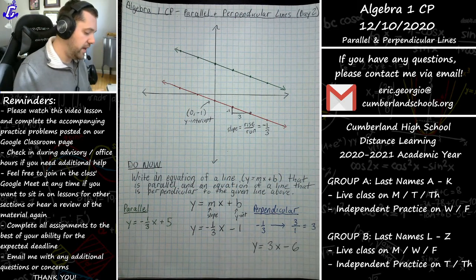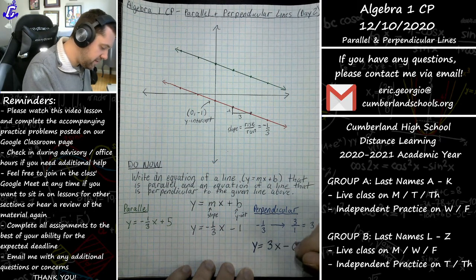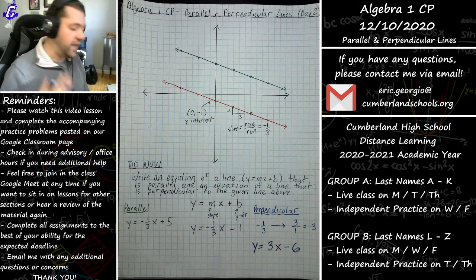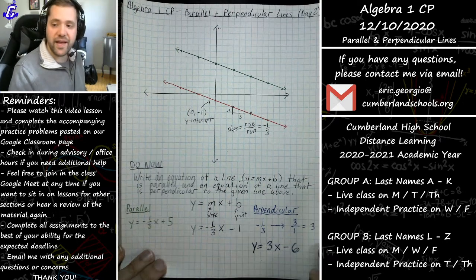Okay? Y equals, sorry, I should have written it in blue. Y equals 3x minus 6. There we go, we're in blue now. So notice that this line has an opposite reciprocal slope, which is why it's perpendicular.